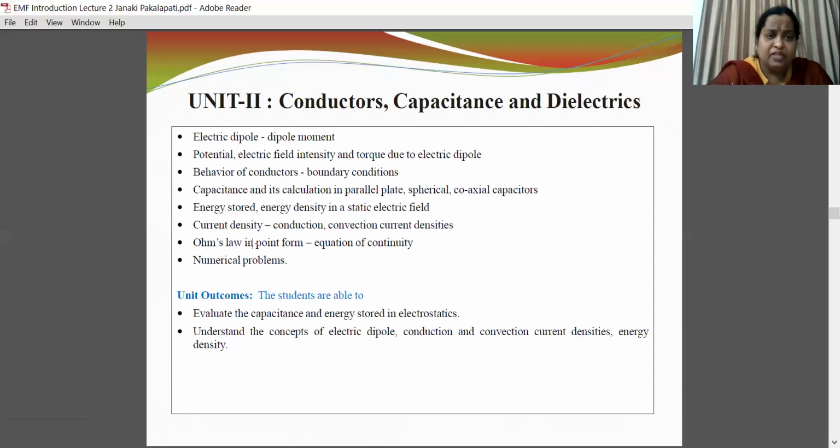Now the topics here will be electric dipole and dipole moment, which have to be discussed. Then we will discuss the potential, electric field intensity, and torque due to an electric dipole, and the behavior of conductors. That means, if a conductor exists, what is the property of a conductor, what is the property of an insulator, and how does it behave when it is a semiconductor. And also a few concepts of boundary conditions. What do we mean by boundary conditions? The dielectric medium is the one which separates the boundary between two regions.